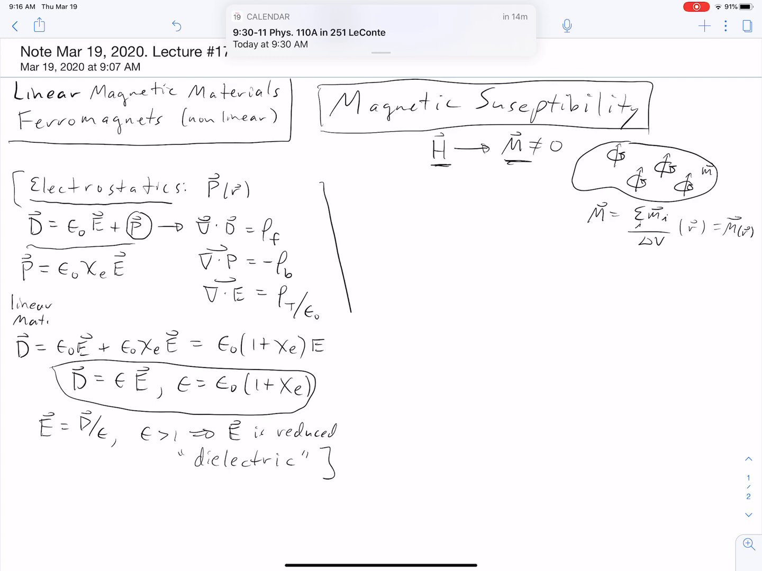But now I want you to see, we're going to do the same thing now for the magnetic case. And I think it's useful just to follow that logic. It's the exact same logic, only now the math is ever so slightly different.